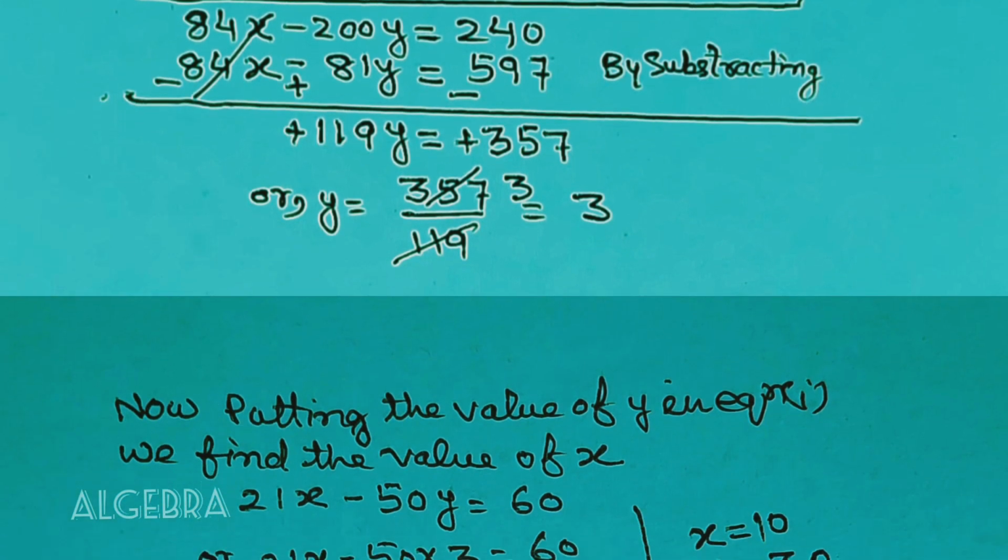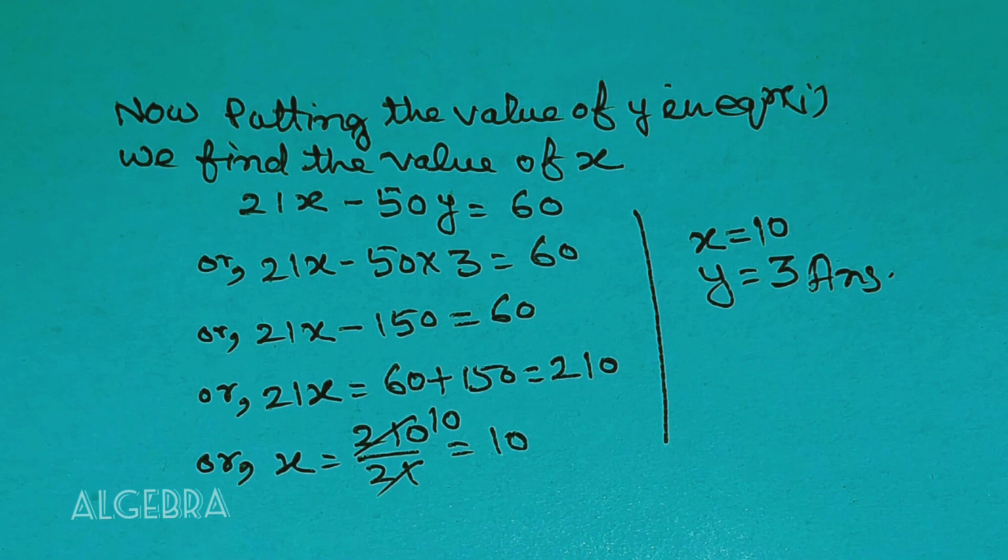Now putting the value of y in equation 1, we find the value of x. 21x - 50y = 60, or 21x - 50 into 3 = 60, or 21x - 150 = 60, or 21x = 60 + 150 = 210, or x = 210/21 = 10. So x = 10 and y = 3. Answer.